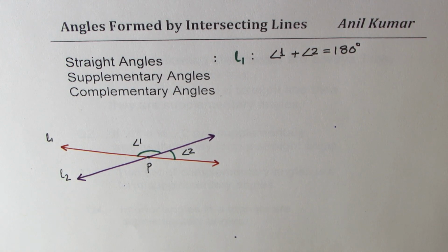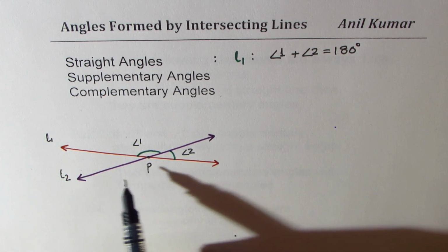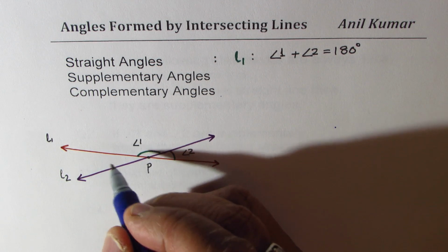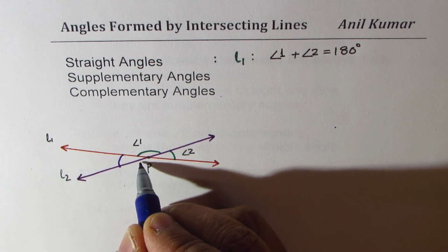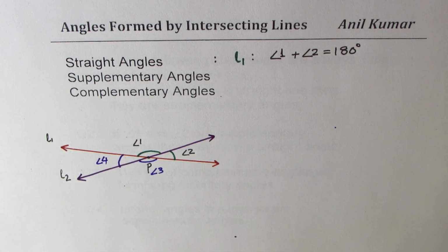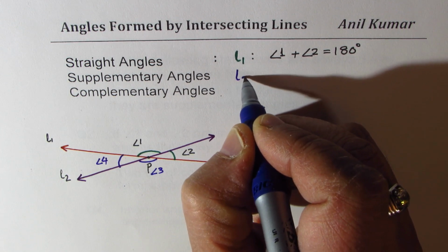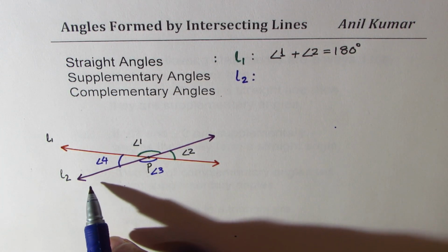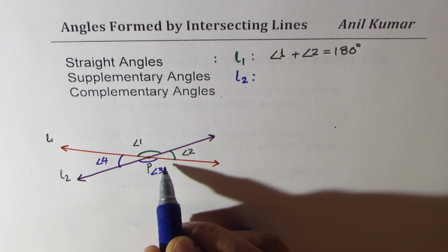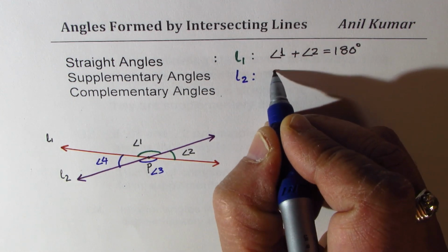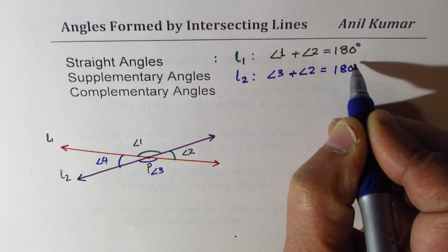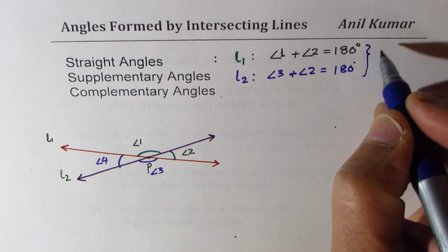Simple as that. Similarly, if I consider the other line L2, let me name all the angles now. Okay. Let's say this is angle 3 for us and this is angle 4 for us. Then as far as the second line is concerned, we have a combination of angles. Let's say angle 3 and angle 2. So angle 3 plus angle 2 is also equal to 180 degrees. So this is also a straight angle.